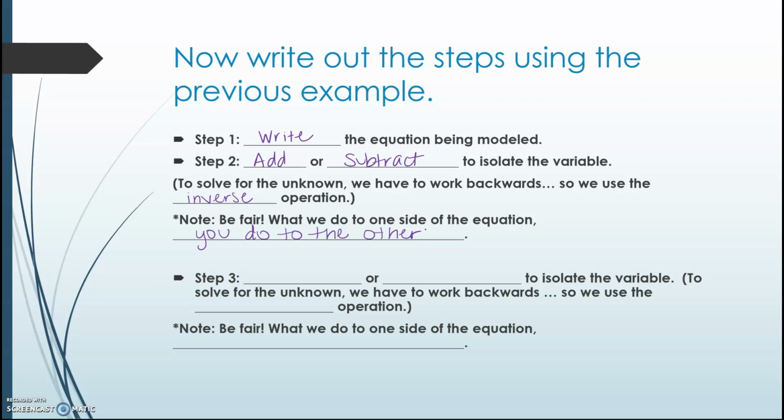Our third step is to multiply or divide to isolate the variable. Okay, so again, we're going to work backwards, so we have to use the inverse operation. And again, we have to be fair. What we do to one side, you do to the other.